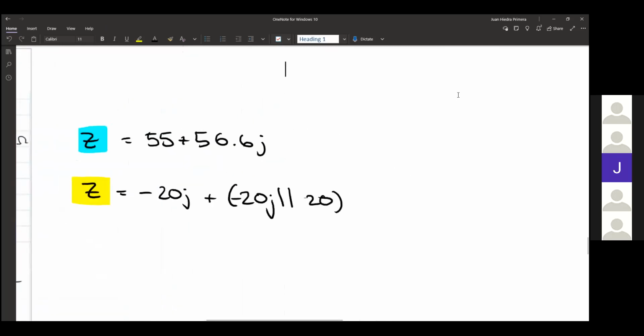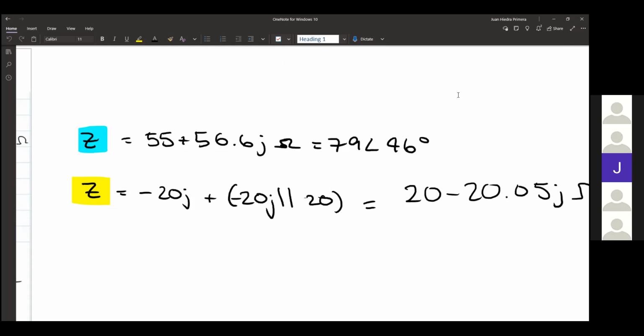Okay, great. So this ends up being 20 minus 20.05 J ohms, which is equal to 79 angled 46 ohms. And this is equal to, just convert this. Complex, convert to the angle form.